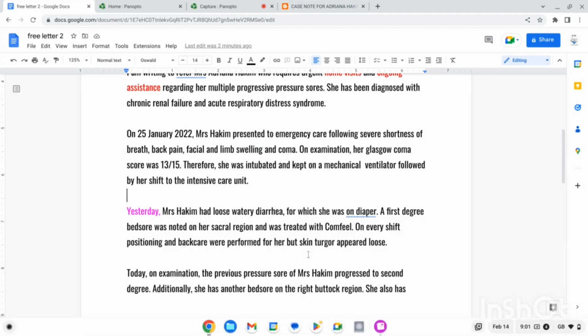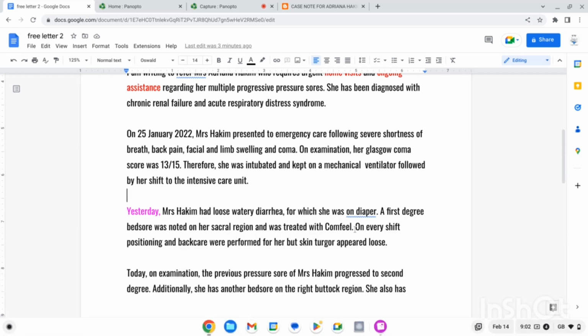It's good, but the important thing is it should be in a noted way, and it is better to write "on the following day" rather than writing "yesterday." So, on the following day, Mrs. Hakim had loose watery diarrhea for which she was on diaper, absolutely fine. A first degree bed sore was noted on her sacral region and was treated with Comfeel dressing.